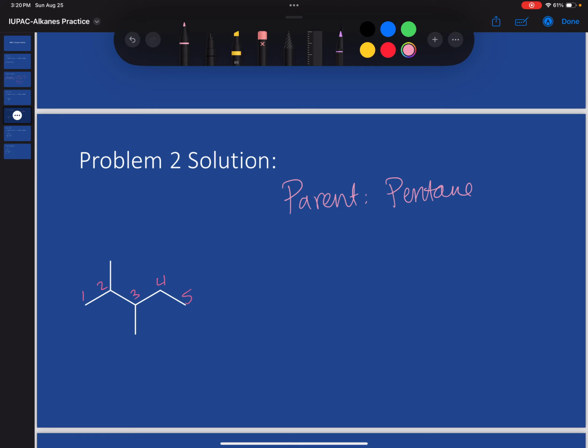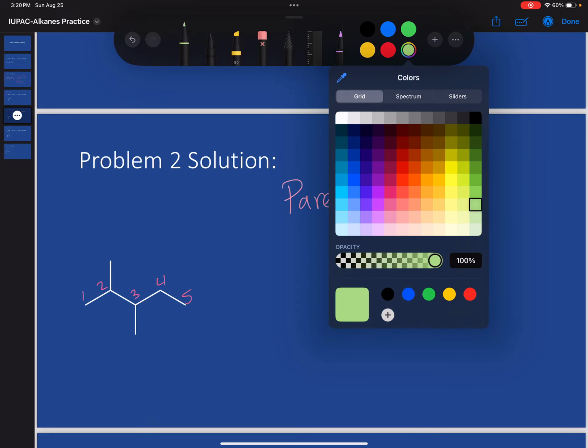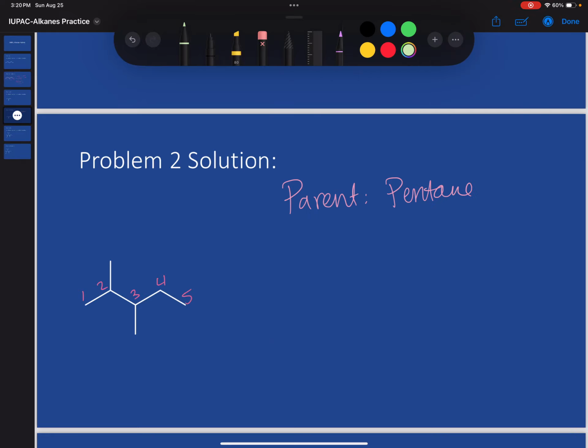Okay, once I know my parent chain, I now need to know how to number it. So I have drawn it as numbered from left to right, but that's not the only way I could have done that. I could have gone from right to left. So let's look at that. Now I need to figure out which way is correct. And in order to do that, I need to look at the numbering of my substituents. So if I circle my carbon chain that I've identified, I see that I have 2 things crossing my bubble, so I know there are 2 substituents here.